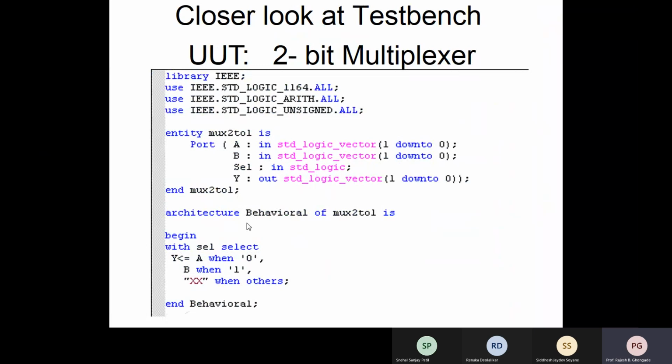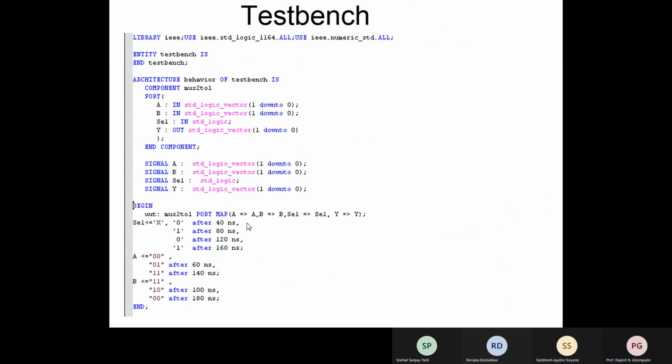We are going to see how the test bench for this will look like. So this is the test bench code example. You can see library IEEE, use IEEE, and also all the library declarations. Test bench is end test bench. So again, no port declaration.